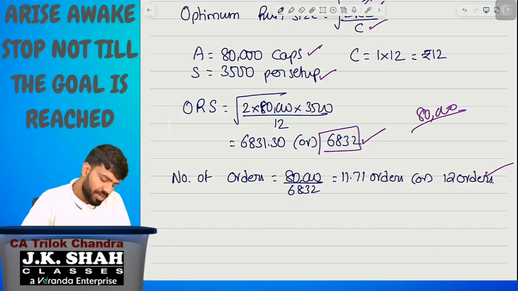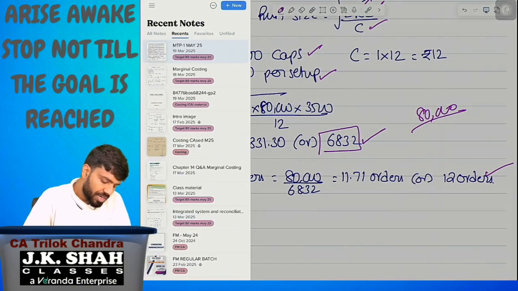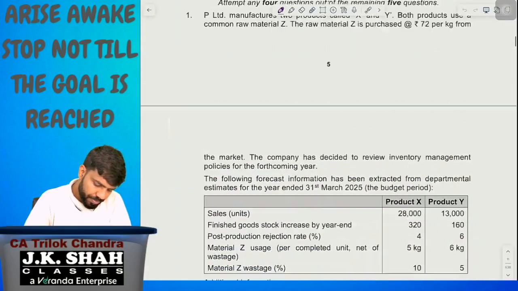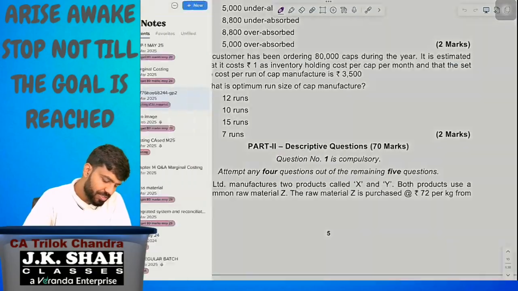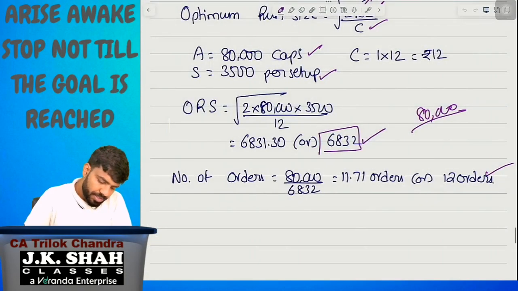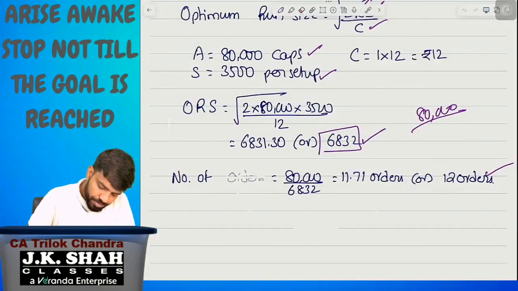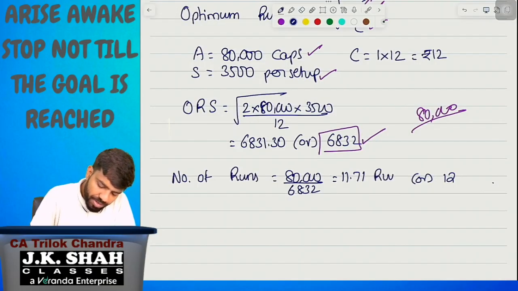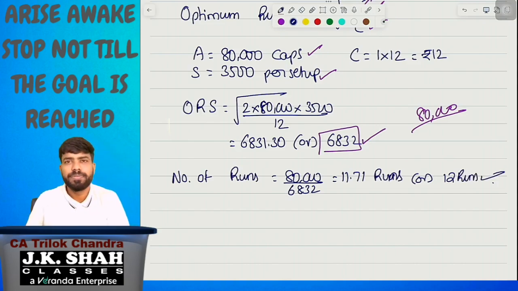I think they gave the number of runs only. Look at point 7. It is in runs. Number of runs, 11.71 runs or 12 runs. This is the answer.